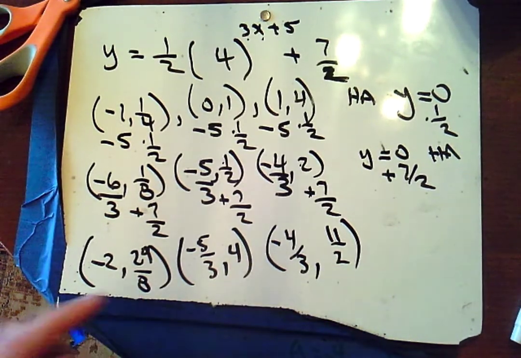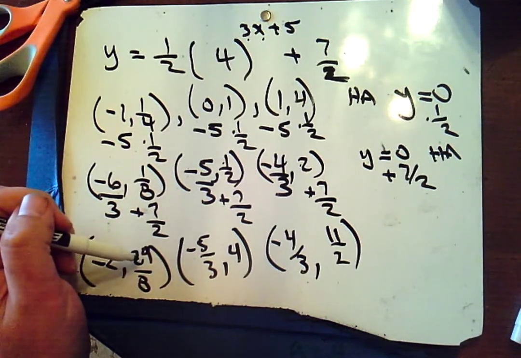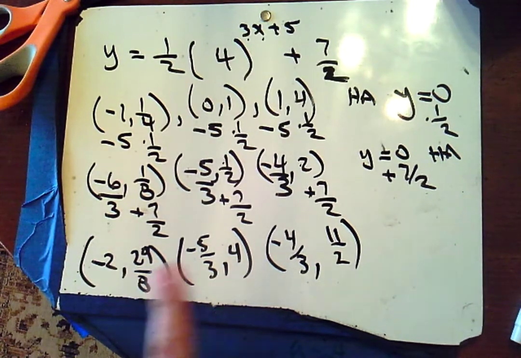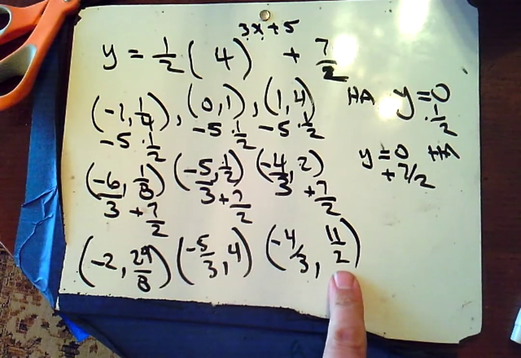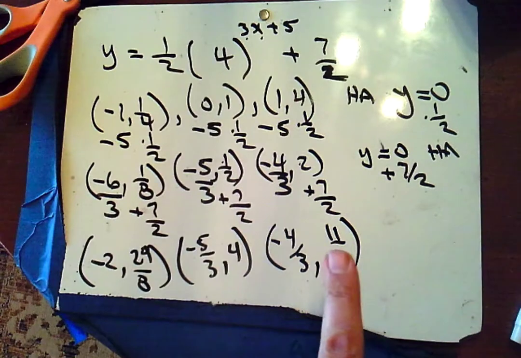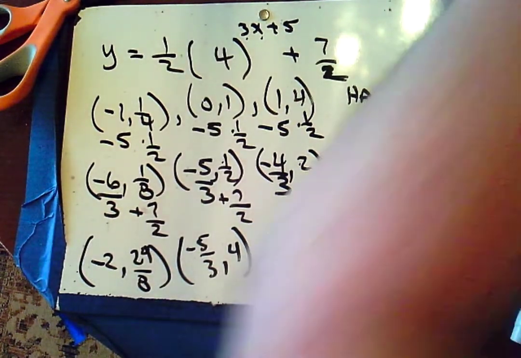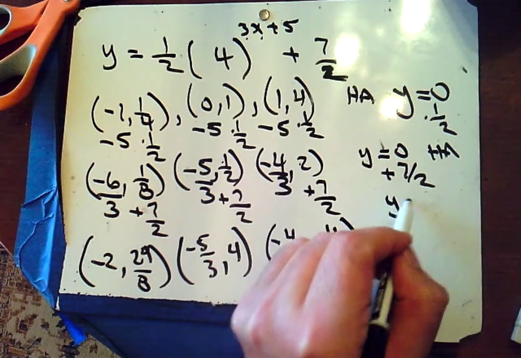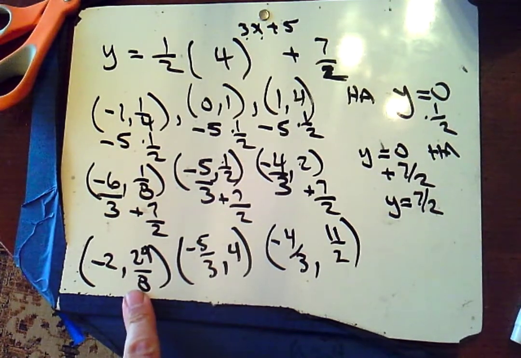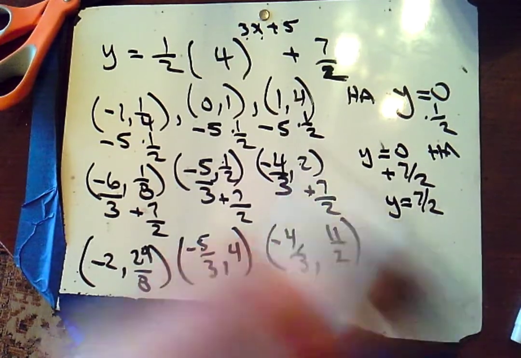And what about this one? This one was 29 over 8. Well, 8 goes into 29 3 times for 24 with 5/8 left over. So this is the smallest y value, this is the largest y value, and this makes sense to me because I'm expecting exponential growth. I want my biggest y value over here and my smallest y value over here. And our horizontal asymptote, y equals 3.5. And this is between 3.5 and 4. So that's great that I'm a little above my horizontal asymptote.